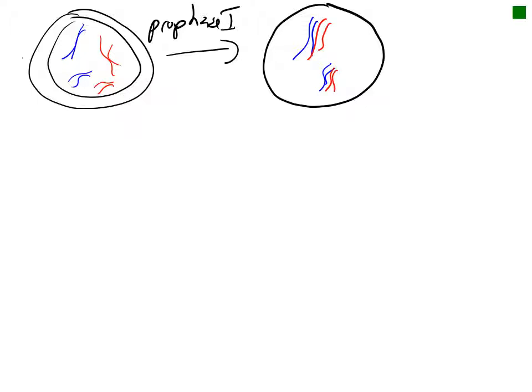In prometaphase 1, the mitotic spindles will begin to attach to the kinetochores, but because the homologous chromosomes have formed a bivalent, the spindles will attach to each end of the bivalent instead of the individual sister chromatids. As the mitotic spindles start pulling, we will then move into metaphase 1.